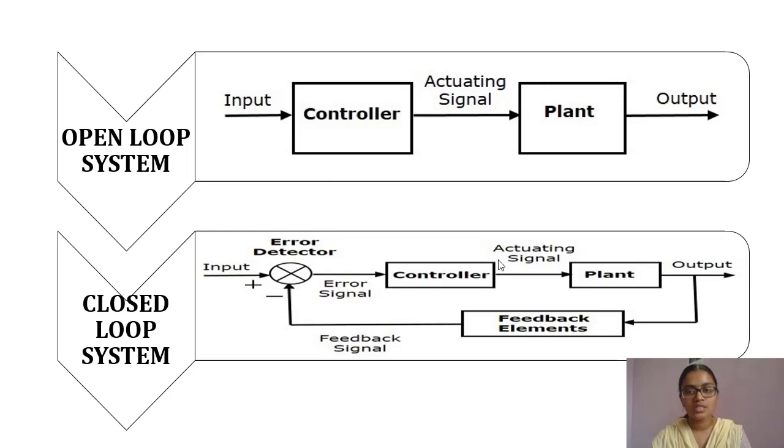Whereas in closed loop system, see here, the output from the plant is given back to the input as a feedback signal. The difference between the desired output and the actual output is given as an error signal. Instead of giving this input signal, the error signal now is given to the controller. So depending upon the error signal, the actuating signal is generated, so the desired output can be achieved. Until the desired output is achieved, the process goes on. So this is called closed loop system.